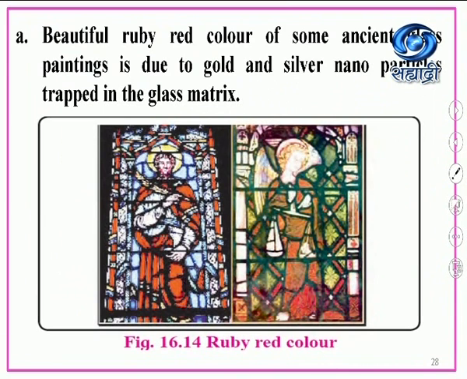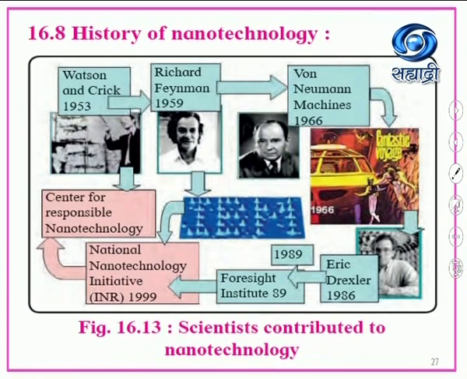Okay, I will show this slide here. This is the beautiful ruby red color of some ancient glass painting, due to gold and silver nanoparticles trapped in the glass matrix. So you will observe this figure. Here the painting gets its color because of nanoparticles trapped in the glass matrix. Now here, initially you can see that Watson and Crick in 1953 started the study of this nanotechnology.